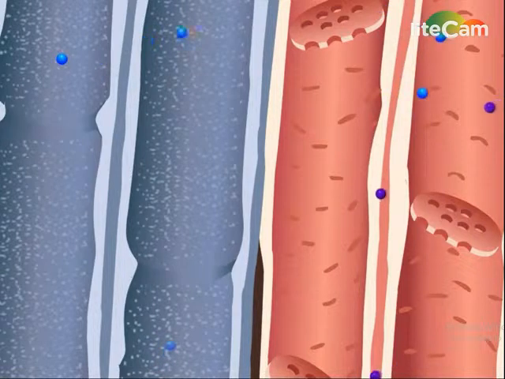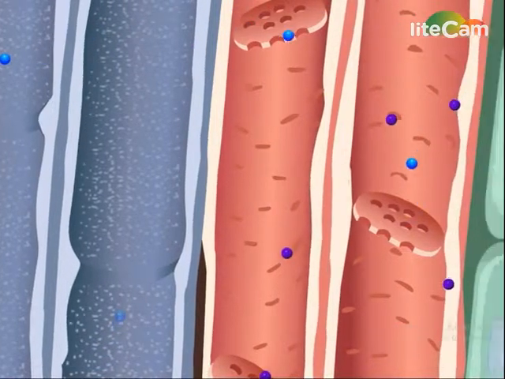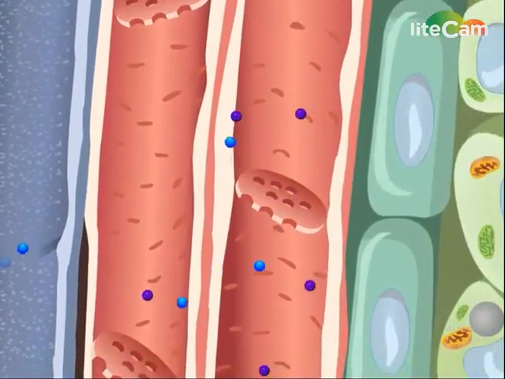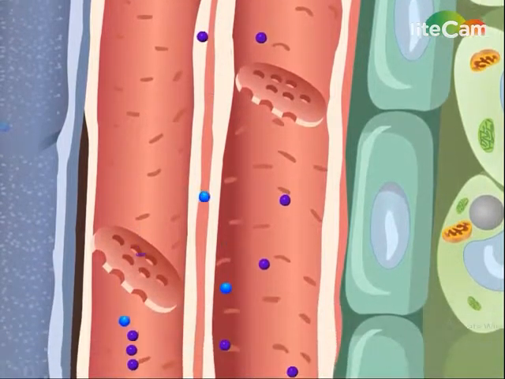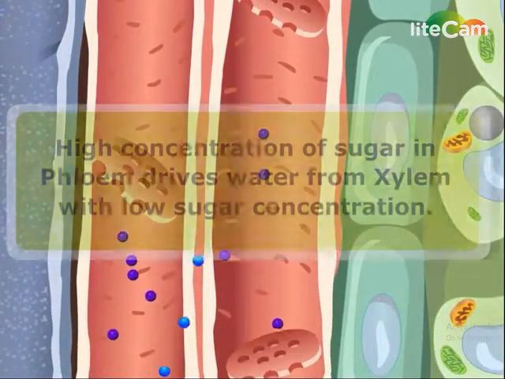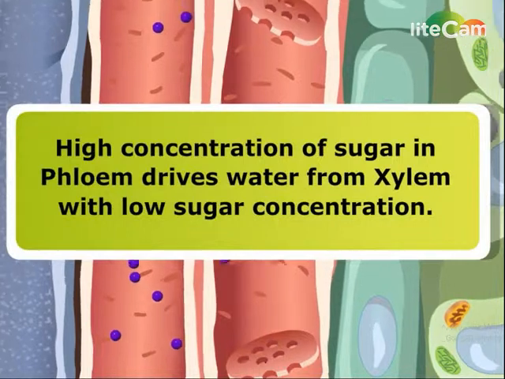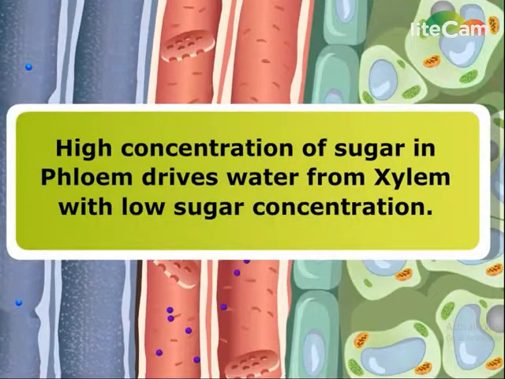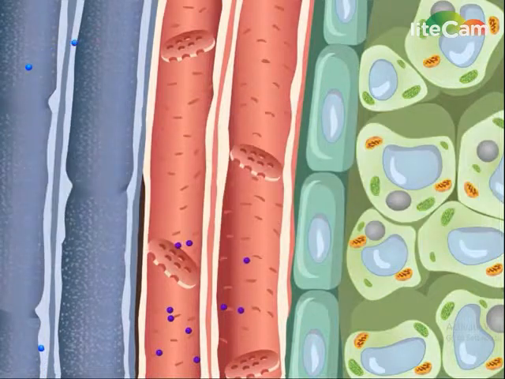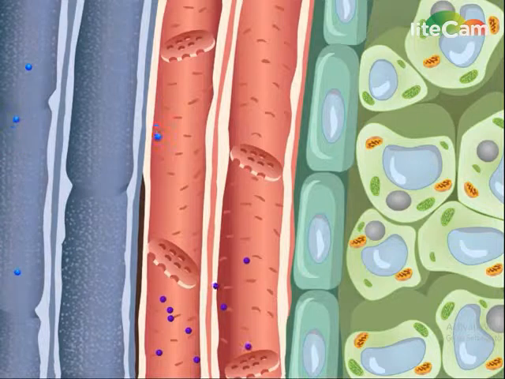The actively supported influx of sugar into the phloem results in passive movement of water from the xylem, where the sugar concentration is low, into the phloem, where the sugar concentration is high. This passive movement of water forms a concentration gradient which dilutes the solution by way of a process called osmosis.